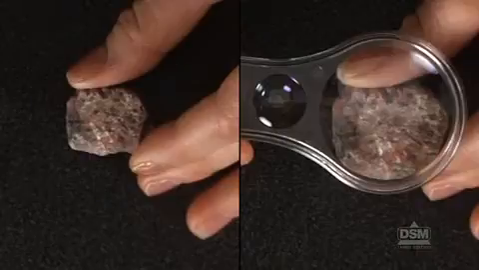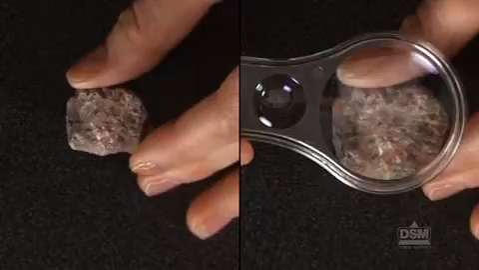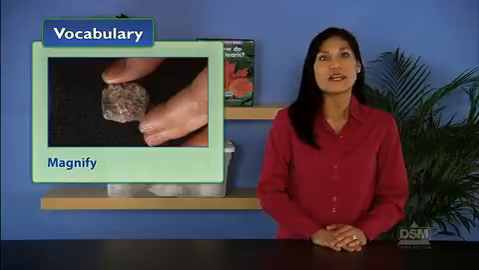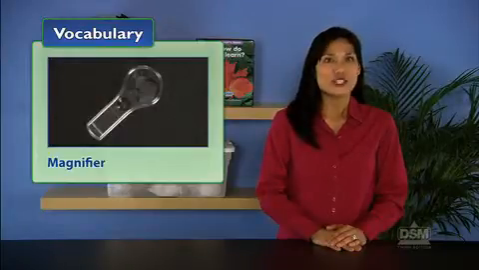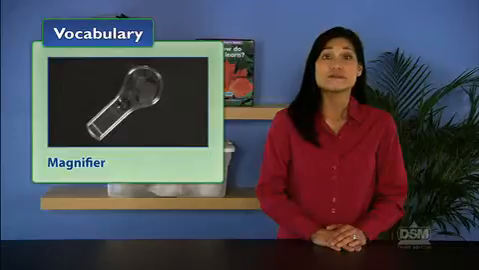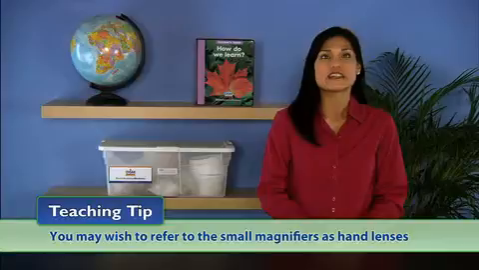Ask students, how does the magnifier change how the rock looks? Students should have observed that the magnifier makes the rock look bigger, closer, more visible. Explain that to magnify is to make something look larger, and that a magnifier magnifies objects or makes them look larger. To avoid confusion, you may wish to refer to the small magnifiers as hand lenses.